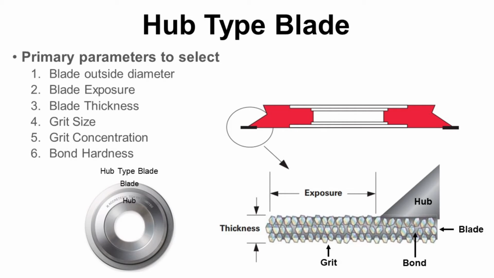If we zoom in tip of blade, we can see exposed blade, and blade exposure is the length of exposed blade from hub. Grit are small particles inside of blade and used to cut material. Typically, synthetic diamond is the most popular material for grit, and sometimes boron nitride is also used as grit. Grit concentration is about total amount of grit in blade. Bond hardness is the hardness of bond material which makes grit stay in the blade.